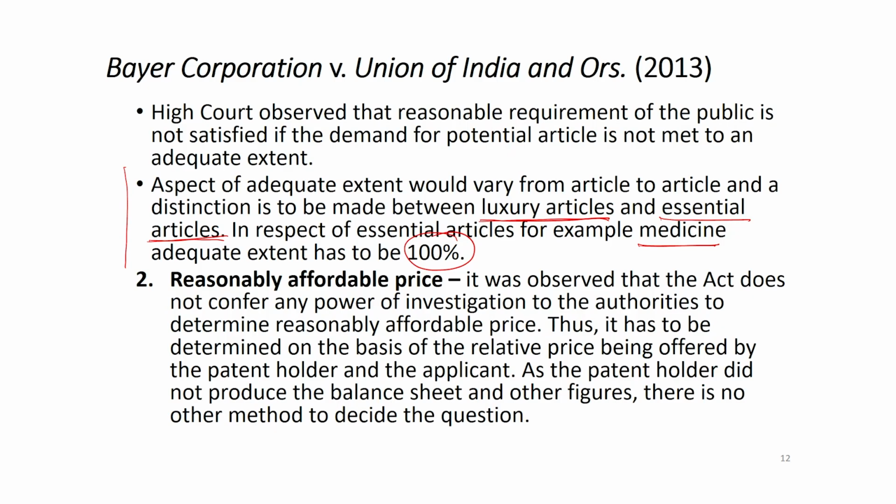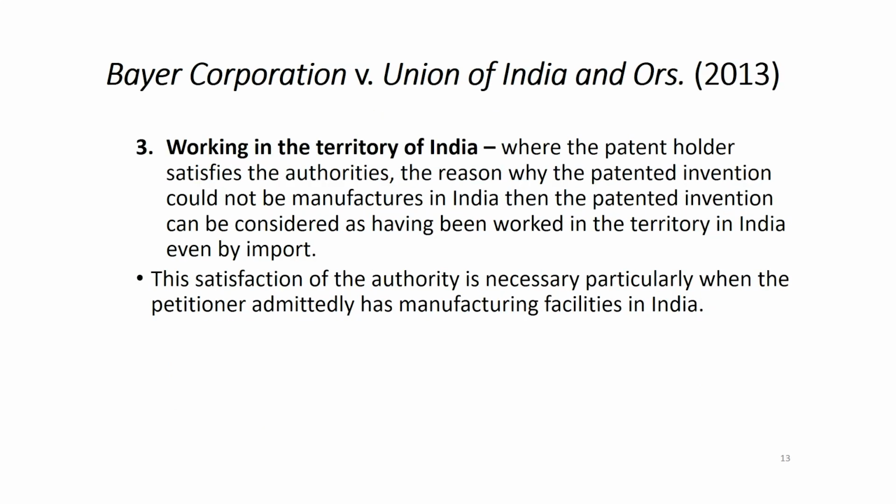In the instant case, therefore, the court held that the price of Bayer Corporation was exorbitant; it is not reasonably affordable. The third point was working of patent within the territory of India. The court said that the patent holder has to satisfy the authorities under the Patent Act as to why the patented invention could not be manufactured in India. And if they can give justification as to why the patented invention could not be manufactured, then working can be fulfilled by importation also, there is no problem.